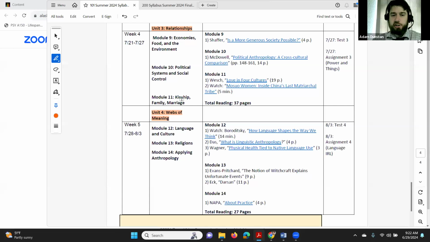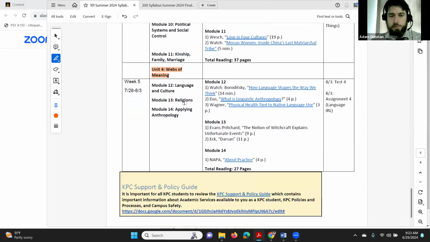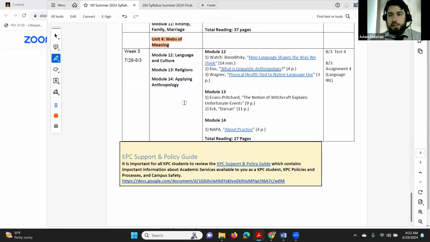A module on kinship and family and marriage, basically looking at the huge number of ways, the huge commonalities across cultures and how people build families, but also the huge differences as well. And then the final unit, unit four, webs of meaning, we'll talk about a variety of ways in which people understand the world through culture. Things like language, which is huge. Things like religions, which, obviously not all people are religious, but all societies have developed religion at one point or another.